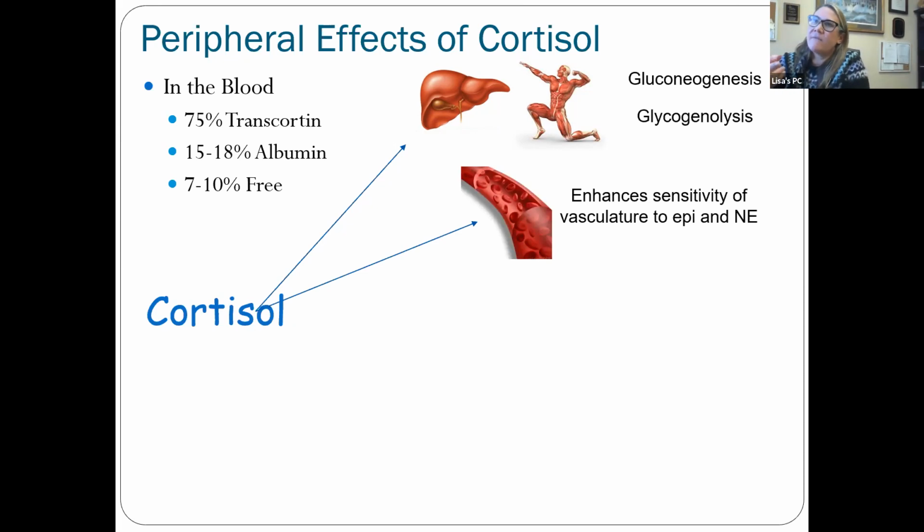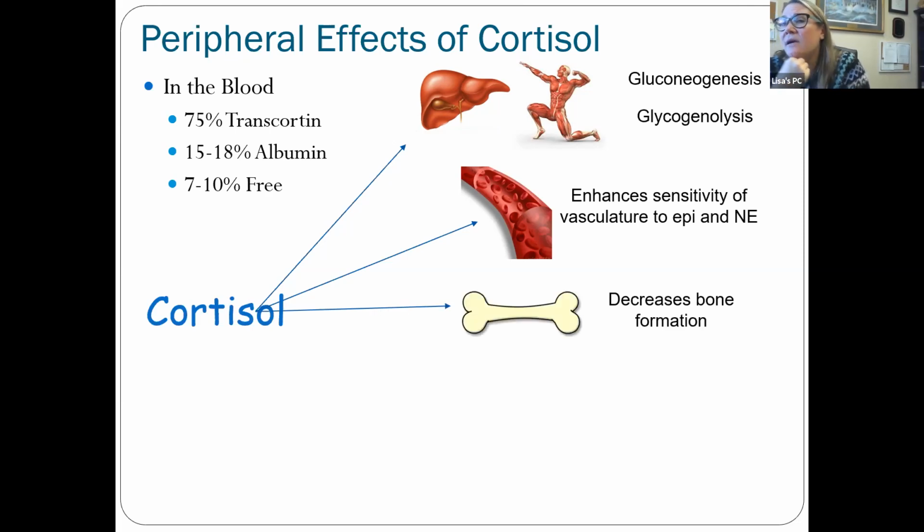Cortisol also enhances the effects of epi and norepi on the vasculature. And so in that way, it actually modulates our blood pressure. And that's why with adrenal insufficiency, you can see hypotension, because you have less effective catecholamines on arterial constriction.